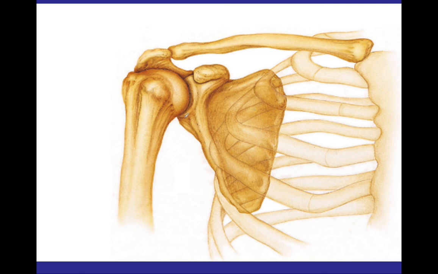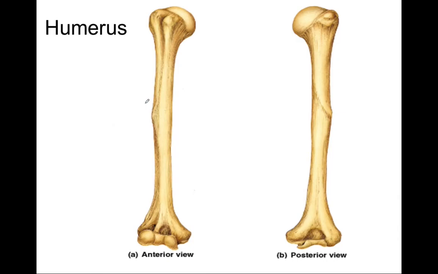Now we'll also find the glenoid cavity here, which is where the humerus is going to articulate with. And this is the bone that we're going to go into next.